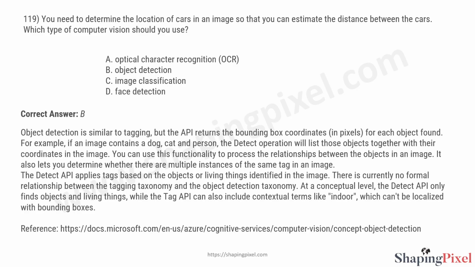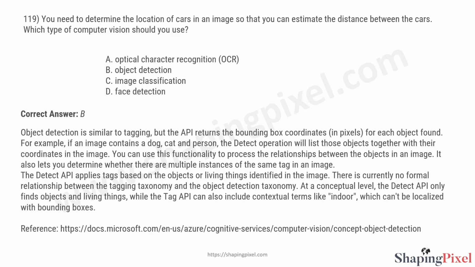Object detection is similar to tagging, but the API returns the bounding box coordinates for each object found. For example, if an image contains a dog, cat, and person, the detect operation will list those objects together with their coordinates in the image. You can use this functionality to process the relationships between the objects in an image. It also lets you determine whether there are multiple instances of the same tag in an image.